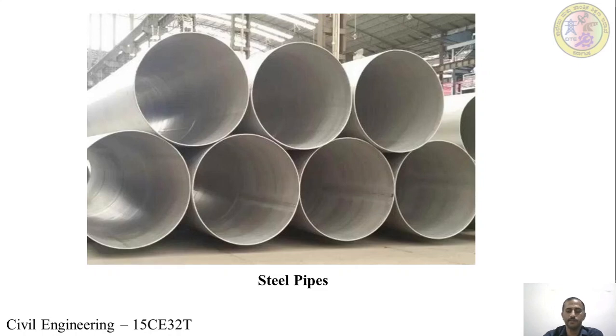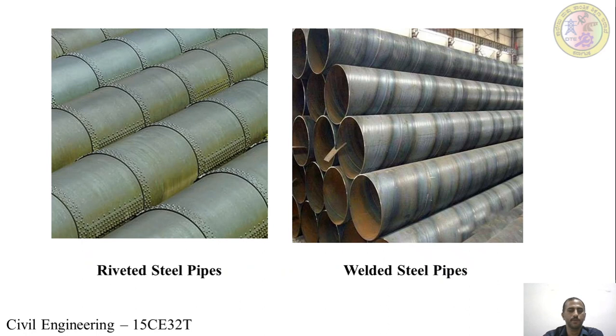Here you can see images of steel pipes. The left one is of riveted jointed and the right one is welded steel pipes. This is an example of spiral seam welded steel pipes.